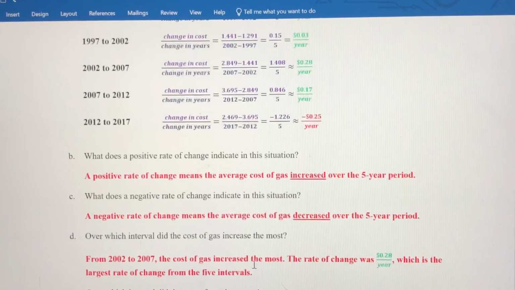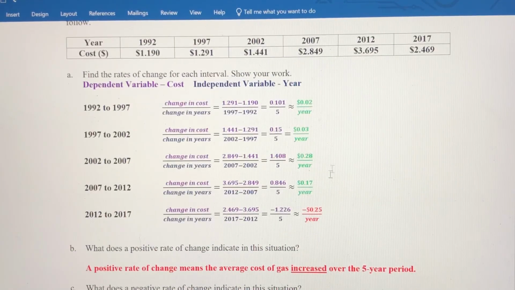So that's how you can calculate rate of change. We want to use the ratio here, change in dependent variable over change in independent variable, and then we just got to do the math. You can use a calculator to do that. And that's rate of change.